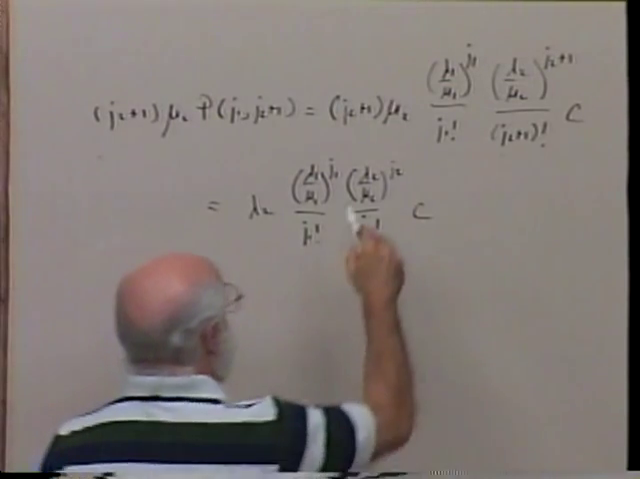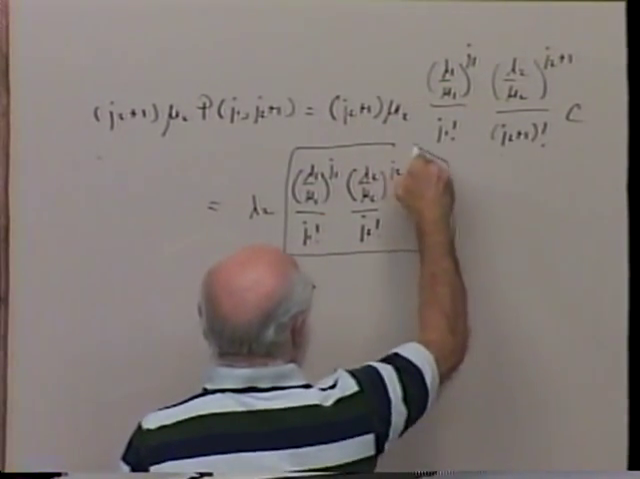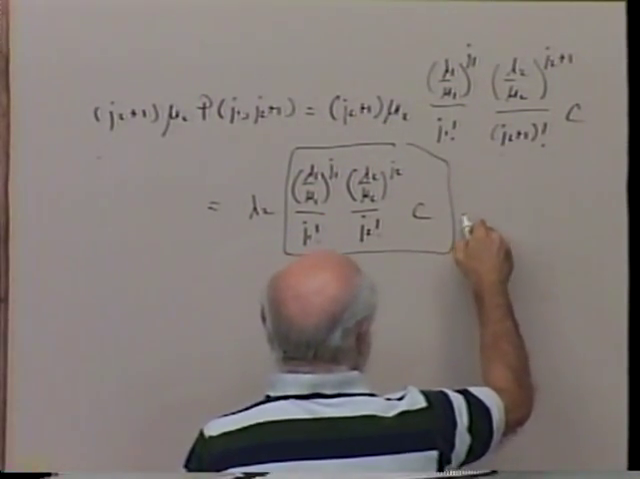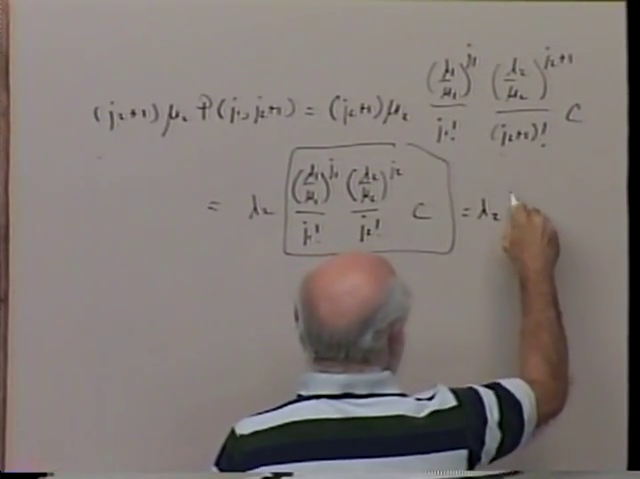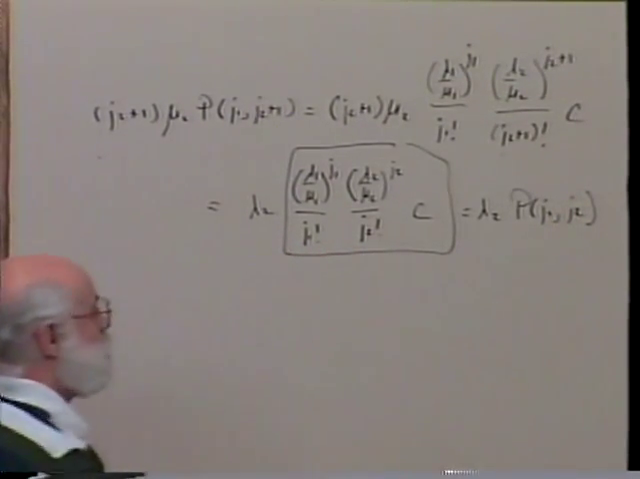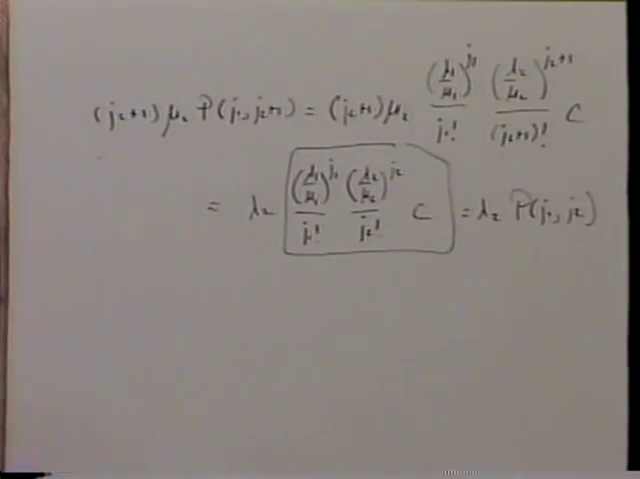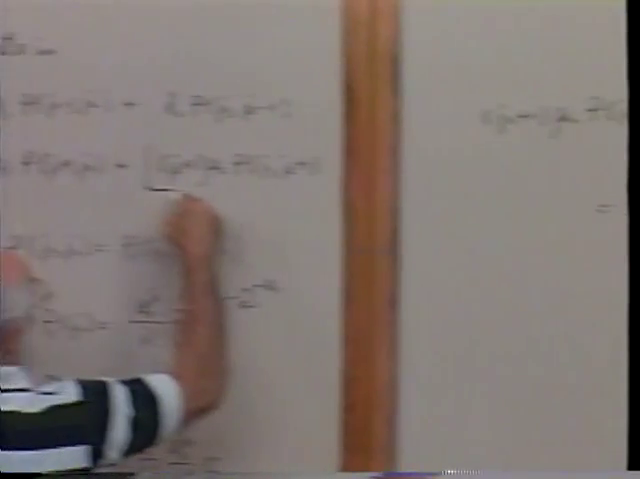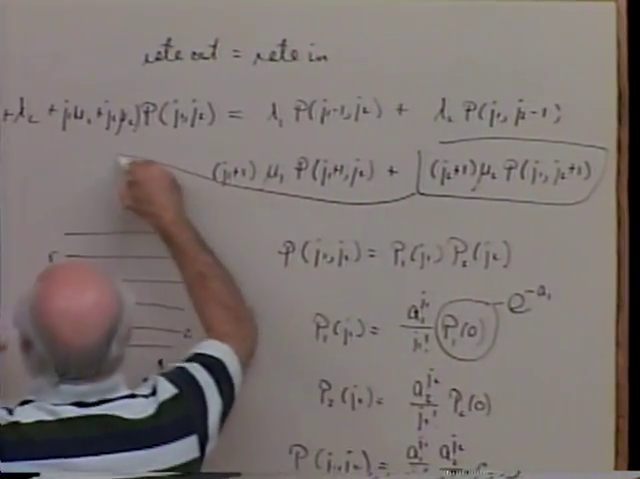And now I look at what I have here. I recognize this piece as being exactly the assumed solution. So this is lambda 2 times p of j1, j2. So what I've just shown is that if I take this solution right here and substitute it into this term, then this term turns out to be exactly equal to this term. So this one cancels with this one.